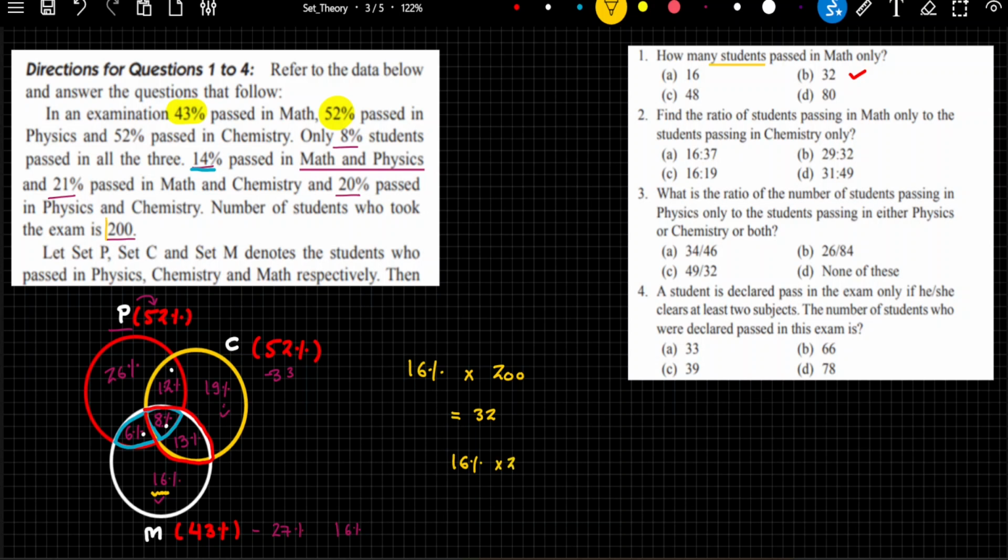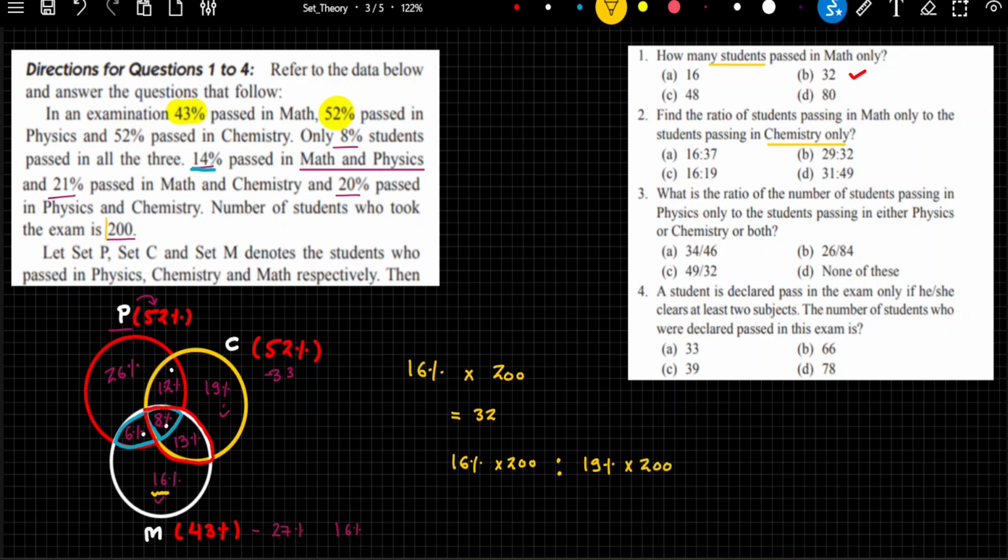16% of 200. So they are talking about number of students. And then to the other side, since I want to find out ratio, I'll use this ratio symbol. And to the other side, I have to find students who passed in only chemistry. Now in only chemistry, these are 19%. 19% of what? Total number of students.